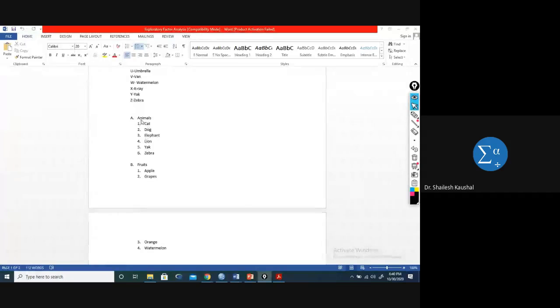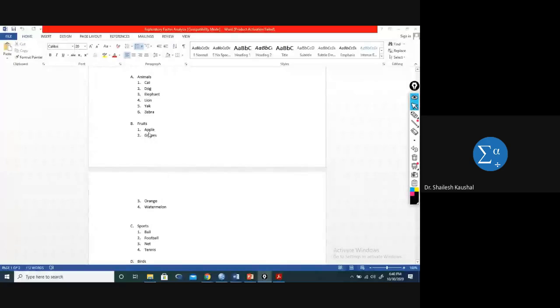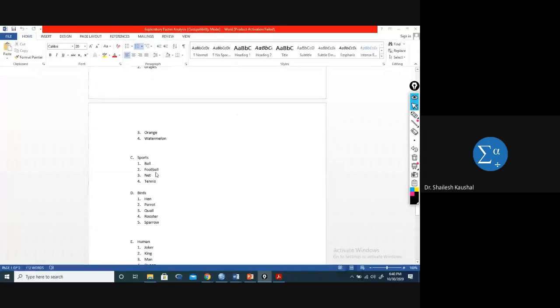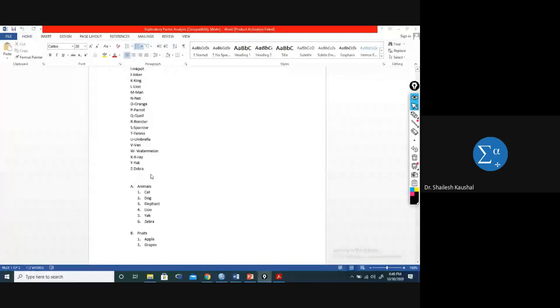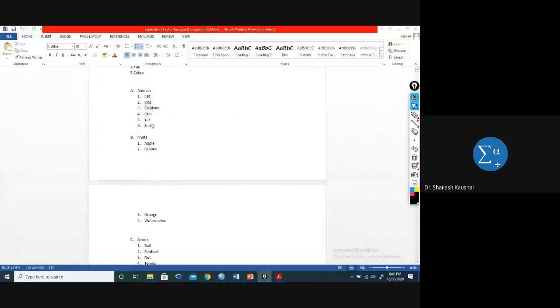Okay, so we put the name here because we are getting the sense from these, cat, dog, elephant, lion, yak, because they are related to animals. Same as fruits: apple, grapes, orange, watermelon, these are related to fruits. Same here, ball, football, net, tennis. So the purpose of factor analysis is summarization and data reduction. Here we are summarizing the variables.